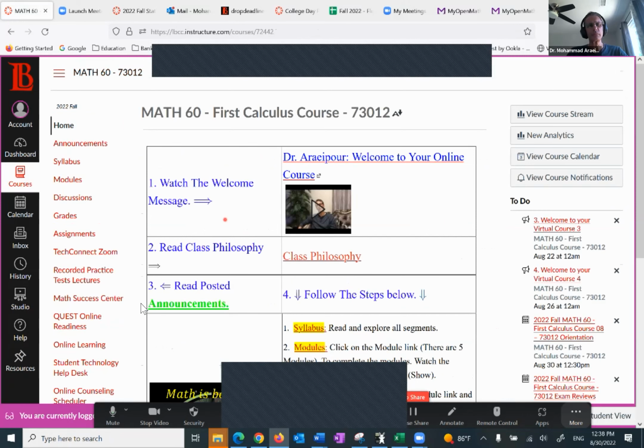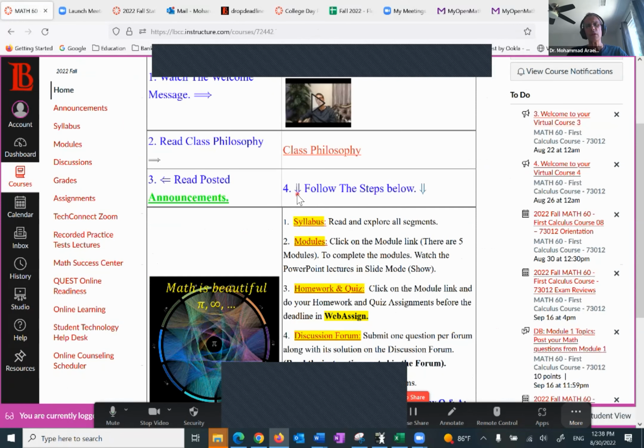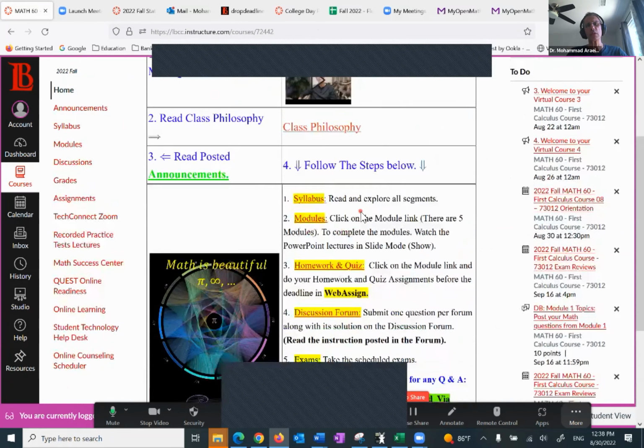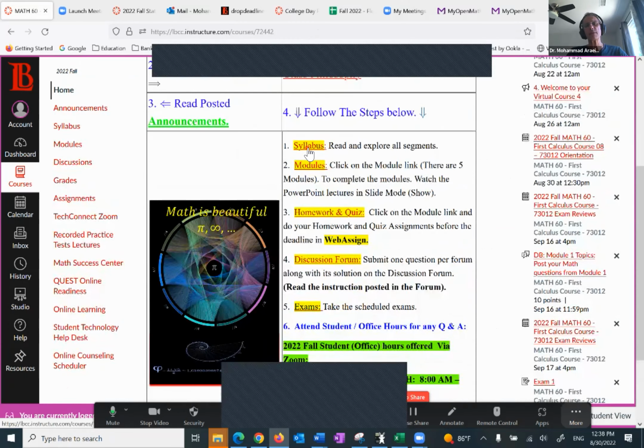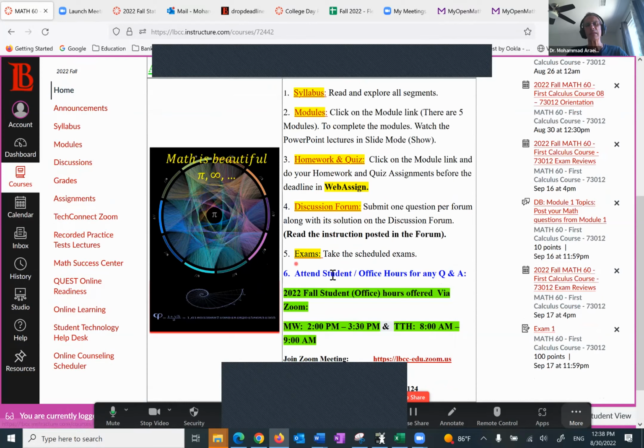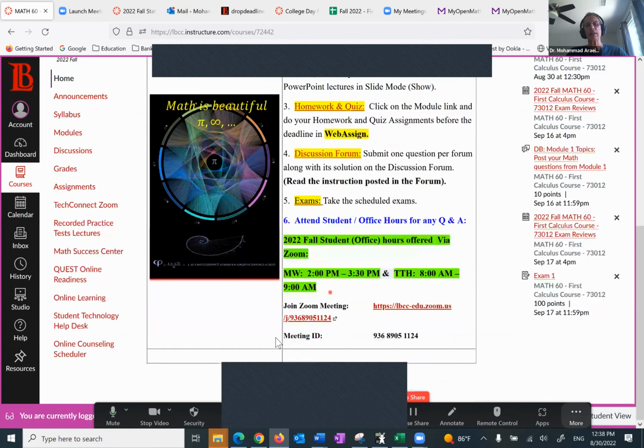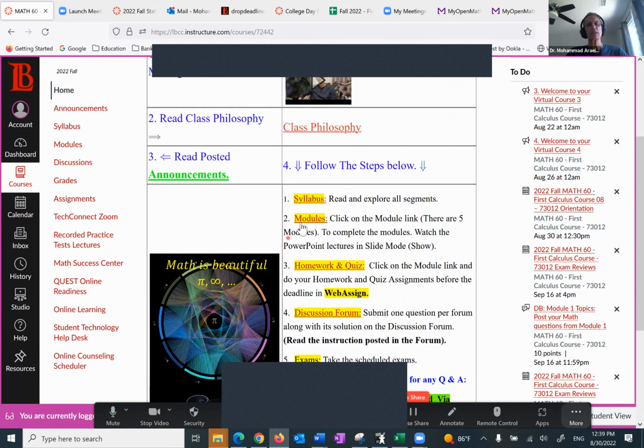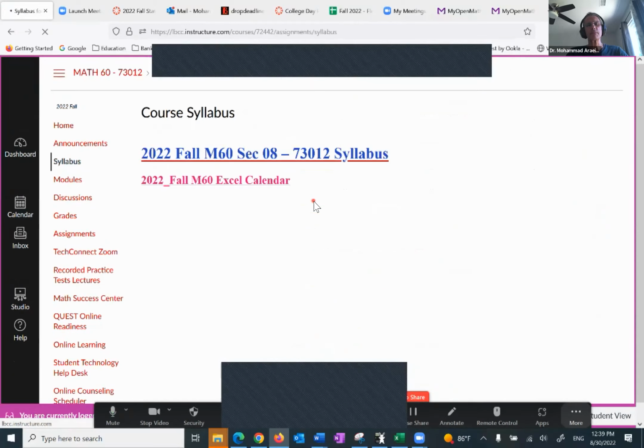Now, number four. Number four, we follow these steps. So I'm going to quickly tell you what these steps are. We're going to get the syllabus. We're going to go to the modules. Under the modules, we find the homework and quizzes done in Webassign, discussion forum, exams. And at the bottom, notice I have the office hours here for you. So let's start with the syllabus.